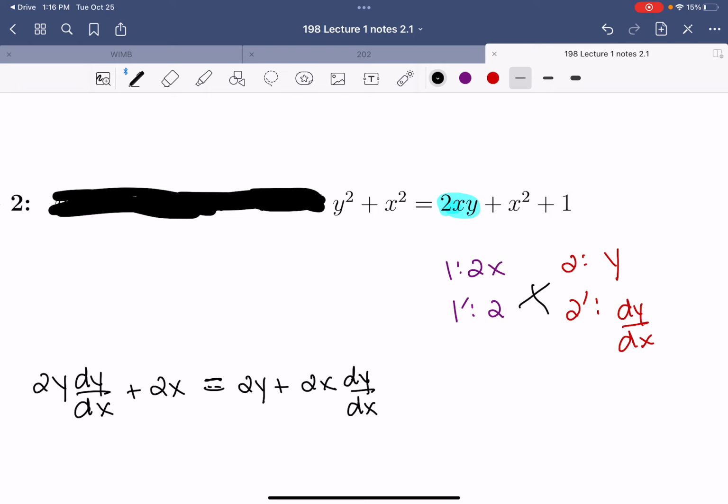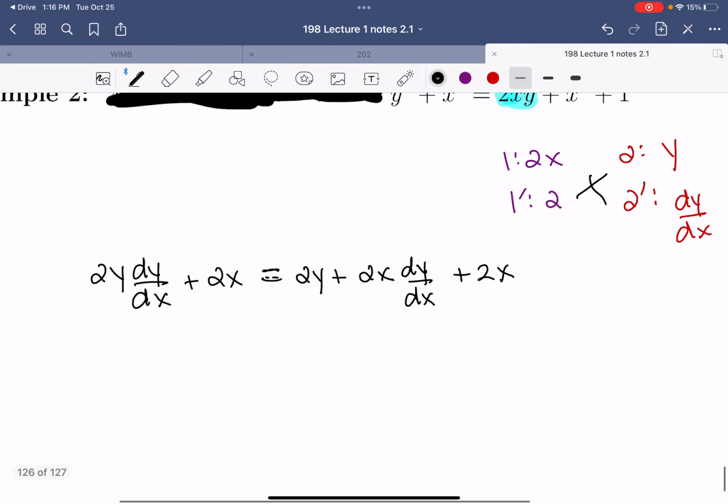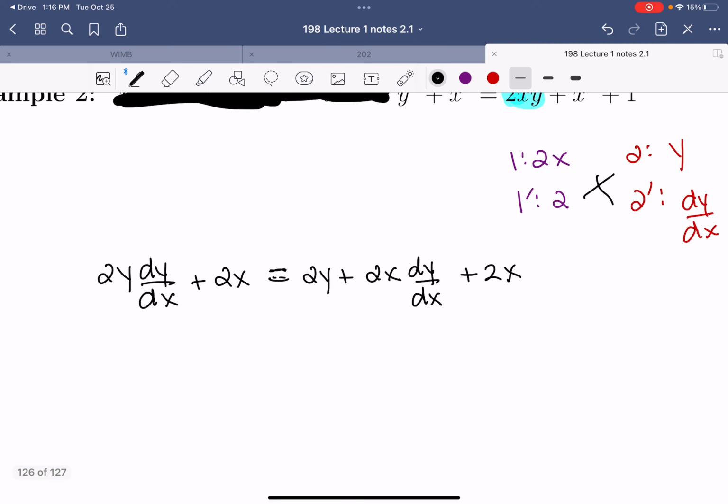And then the derivative of x squared plus 1 is going to be just plus 2x. Now, what I want to do is move everything with a dy/dx to the left and everything without a dy/dx to the right. So the first thing I'm going to do is go ahead and subtract that 2x. And now you can see that they do, in fact, cancel each other out. And that leaves me with 2y dy/dx equals 2y plus 2x dy/dx.